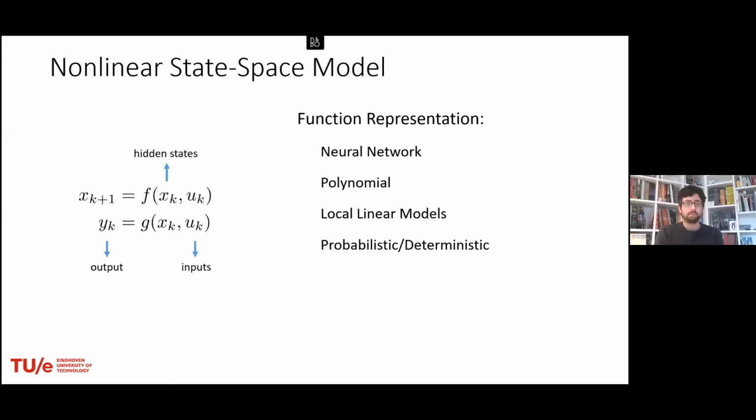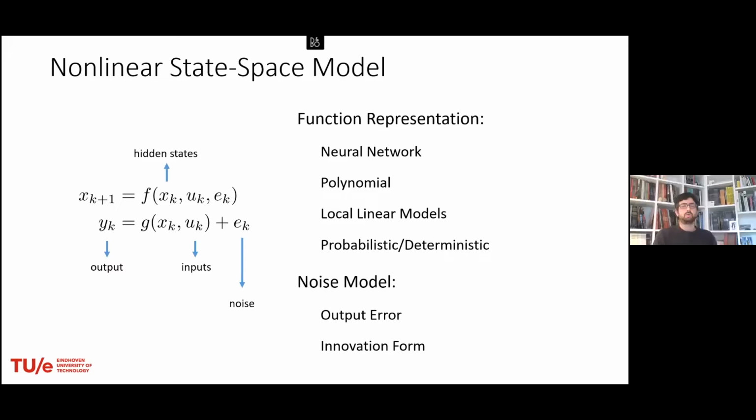Now we have a lot of choices for these nonlinear functions f and g. We can represent them as neural networks. We can represent them as a polynomial. We can use local linear models. On top of that, in the previous equation, I ignored noise. So if we bring noise into the picture as well, then we have also different choices to make. For instance, two possible choices are to use an output error noise form or an innovation noise form. So here on the left now you see the innovation noise form.